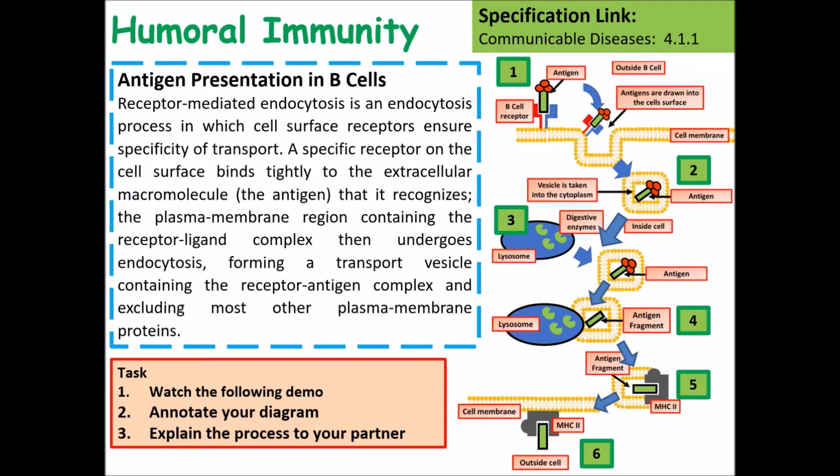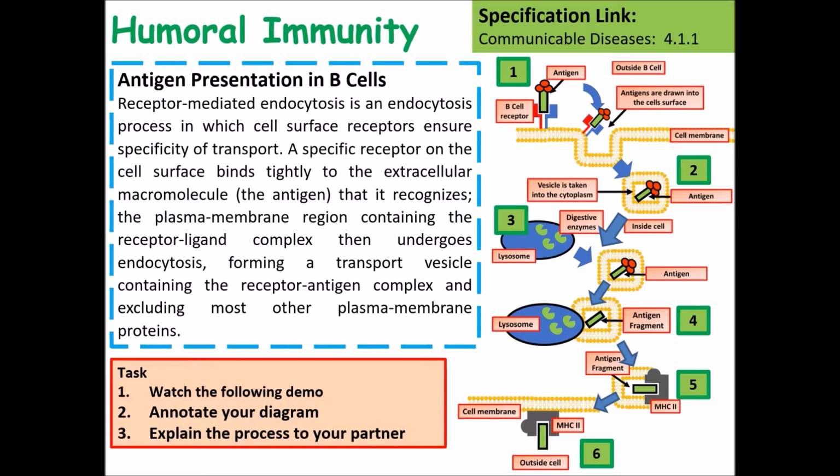So the first process that we need to think about in terms of how all of this comes about is antigen presentation in B cells. We start off with receptor-mediated endocytosis, a process of endocytosis which carries the antigen down into the cell. A specific receptor on the cell surface binds tightly to the extracellular macromolecule, right? So that's the antigen that it recognizes.